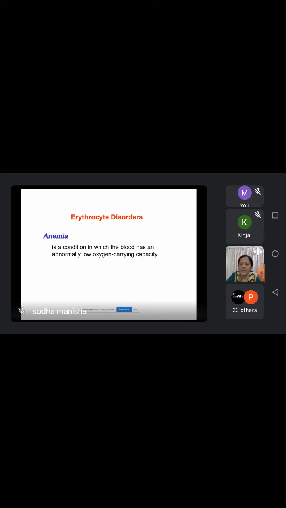disorders related with red blood cell. So one of the disorders related with red blood cell is hemolysis of red blood cell. That already we have discussed when we were discussing the properties of red blood cell.